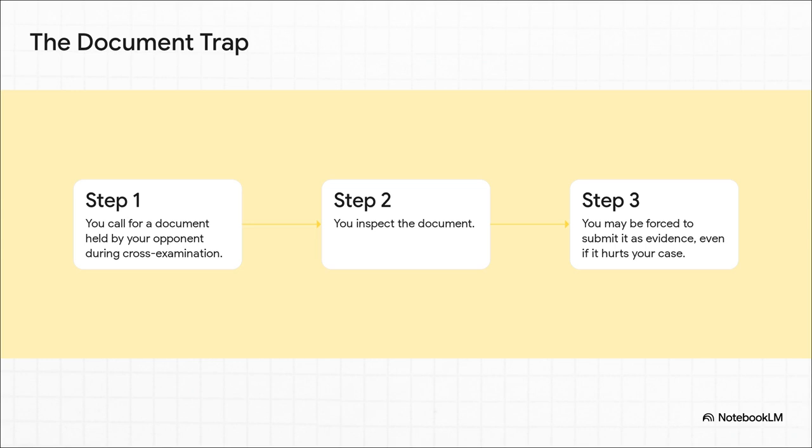You see, under an old common law rule, just by looking at that document, you gave your opponent the right to force you to submit it as evidence. So if that document actually torpedoes your case, well, you just handed them the weapon. It was basically the you touch it, you buy it rule of evidence. A lawyer had to ask for a document at their own risk.